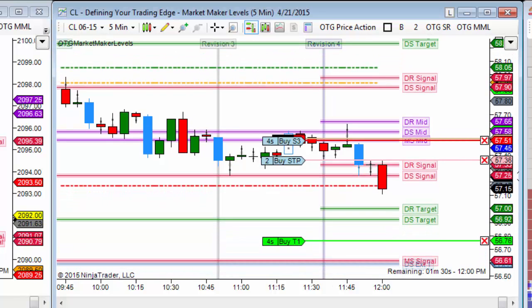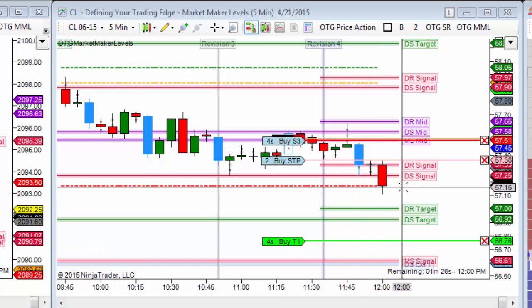56.77 is your target down below. 56.76 is the target. We need to close now below this previous low of 17. You need to close below the previous low of 17.